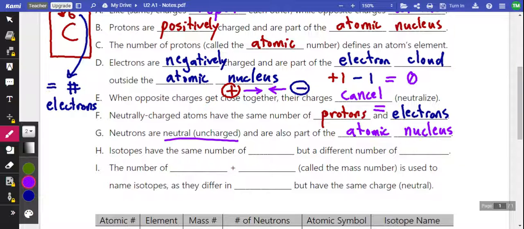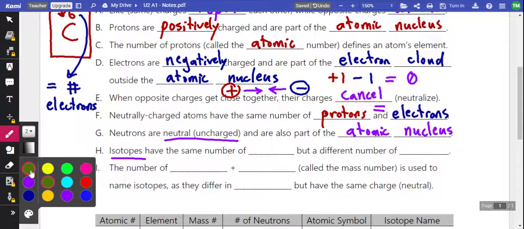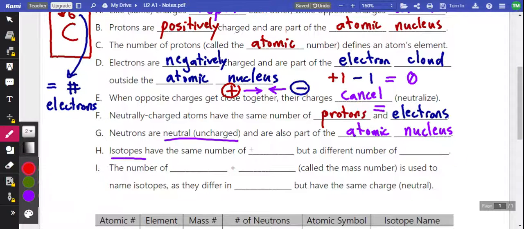We call those things isotopes. Isotopes have the same number of protons. So we are dealing with the same element, and I'm actually going to color code this. Same number of protons, but a different number of neutrons.